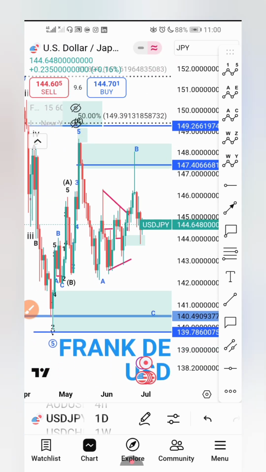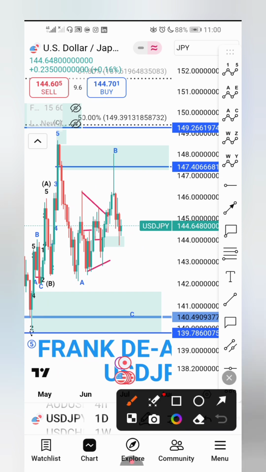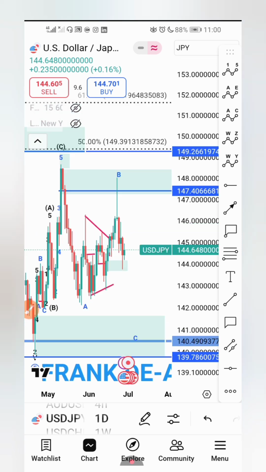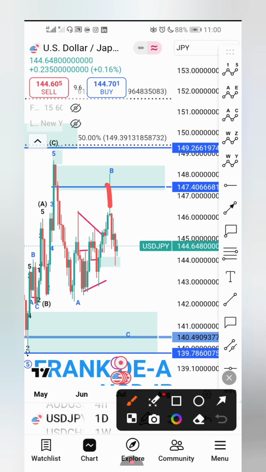Okay, this is US dollar Japanese yen. Of course, if you watched my video last week, you have made a lot of money from this pair. As I marked this place as another block, and I told you the market is going to reverse from that place, and you can see what the market did there on Monday, and then from there it crashed down.